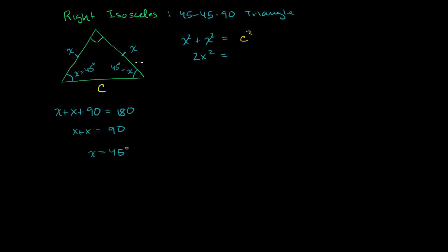Let's take the principal root of both sides of that. The left-hand side, the principal root of 2 is just square root of 2, and then the principal root of x squared is just going to be x. So you're going to have x times the square root of 2 is equal to c. So if you have a right isosceles triangle, whatever the two legs are, and they're going to have the same length, that's why it's isosceles, the hypotenuse is going to be square root of 2 times that. So c is equal to x times the square root of 2.